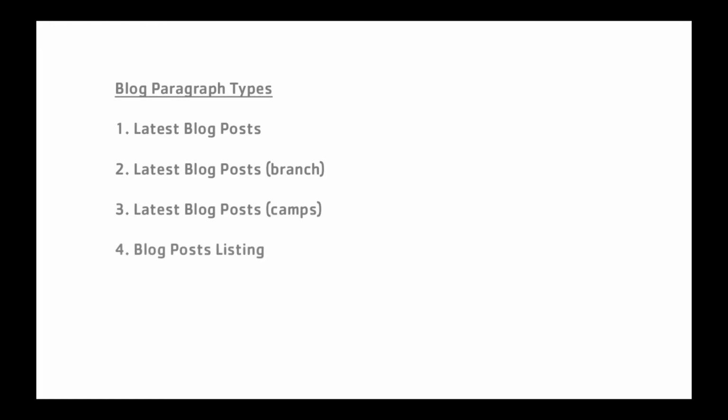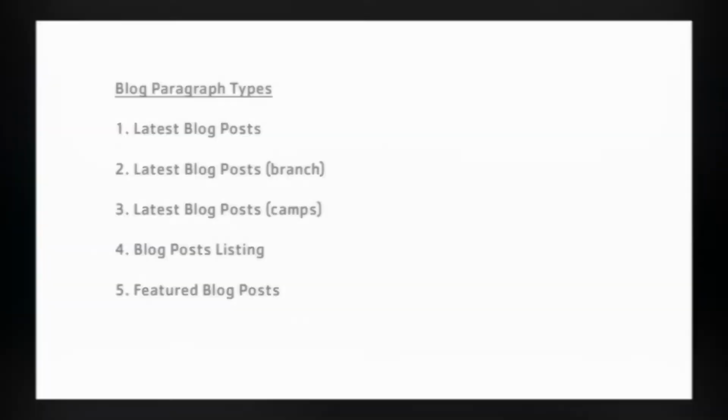The 5 types of blog paragraphs are latest blog posts, latest blog post branch, latest blog post camps, blog post listing, and featured blog posts.